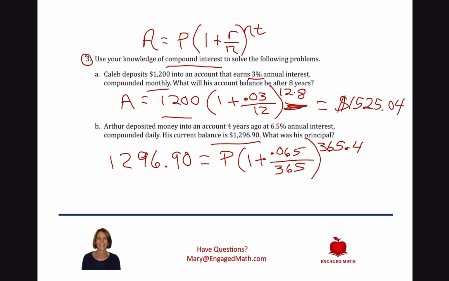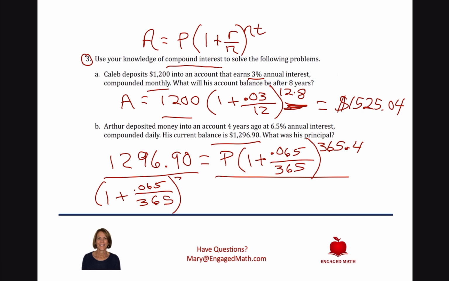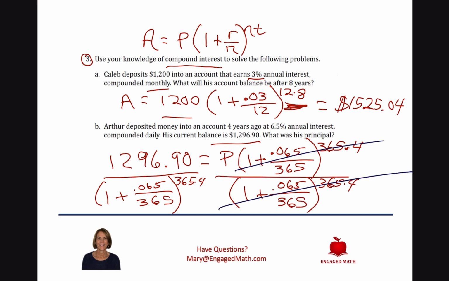So now what we're going to do to get P alone is divide both sides to get P by itself by the quantity 1 plus 0.065 over 365 raised to the 365 times 4 power. And when you do that to both sides, because again, we're dividing both sides by this amount, I'm just writing it out, 365 times 4. The reason we're doing that is this and this are identical. So it's like dividing by 1. The reason we had to do it to the left side as well is to keep the left and the right side balanced.